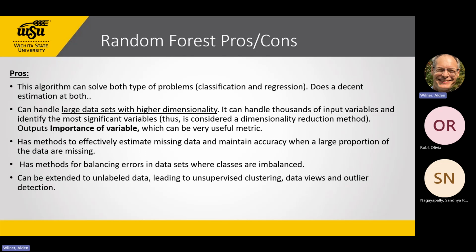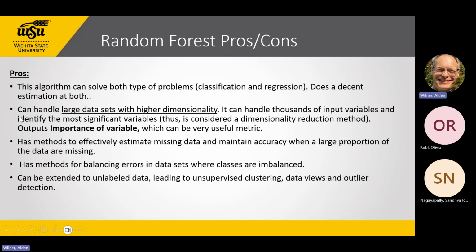So pros and cons of random forest. It can do both classification and regression. Because it's doing regression by calculating an average out of multiple different decision trees, you can get a pretty good approximation of a floating point number out of it, right? So it does a decent job at regression tasks, right?